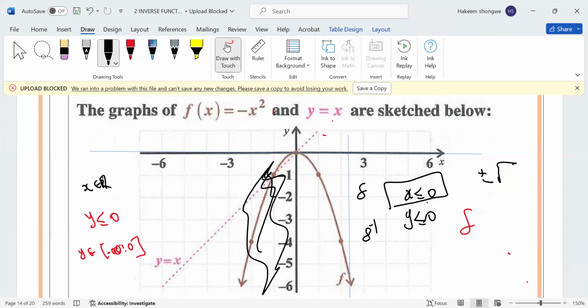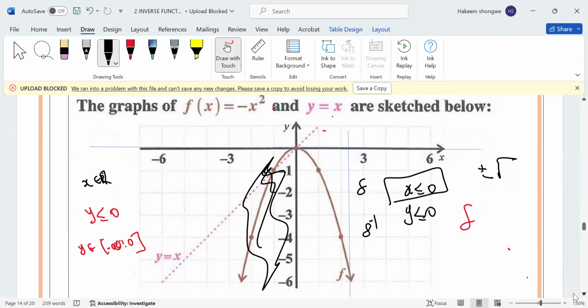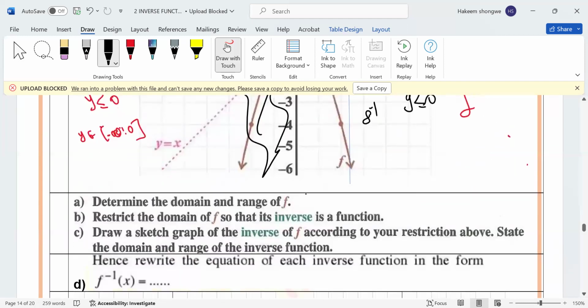You need to take one. It's either going to be taking the positive one or the negative one. So if they ask you to restrict it, you can take both of them. You can say restrict the domain of the inverse such that it's a function. You can say x is less than or equal to 0. If you don't take that one, you're going to tell them what you're going to take: x is going to be greater than or equal to 0. And then they say, draw the sketch of the graph according to the restriction that you took.